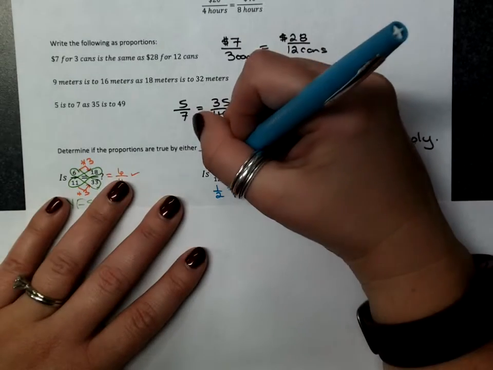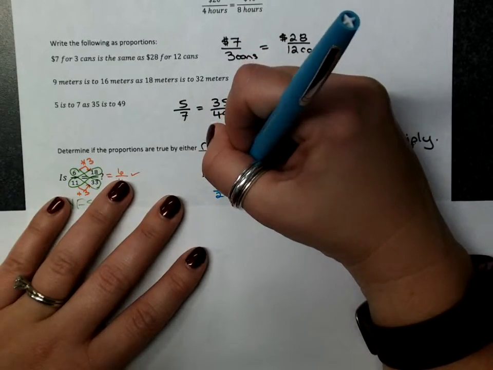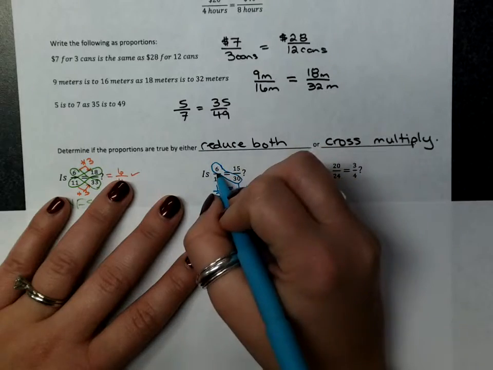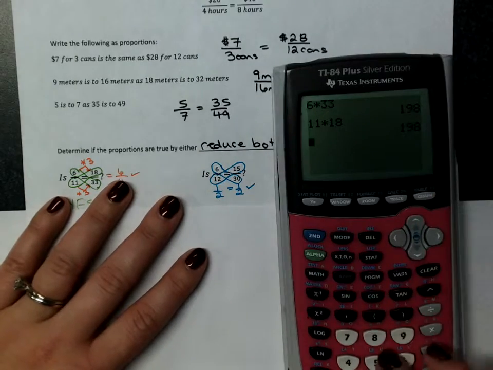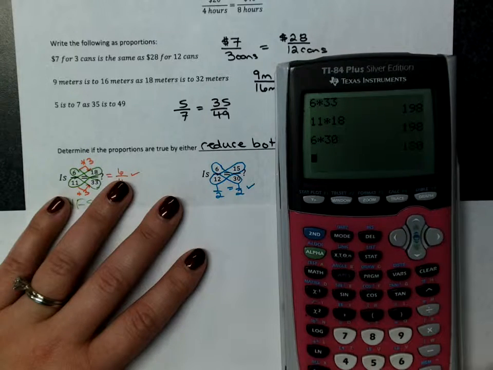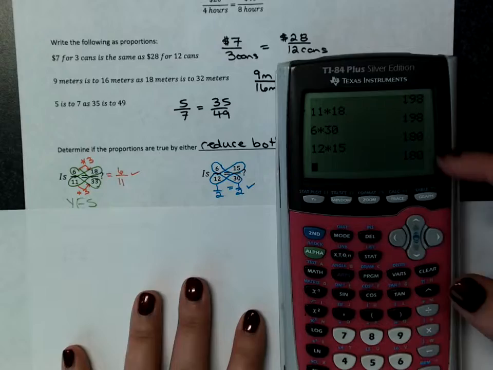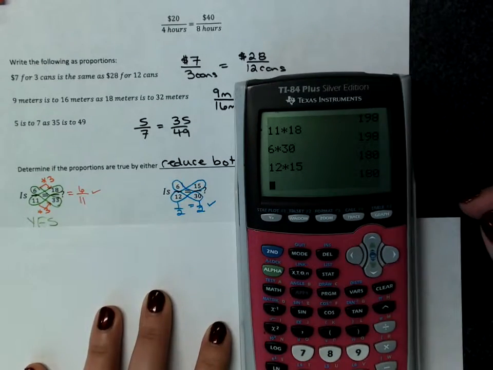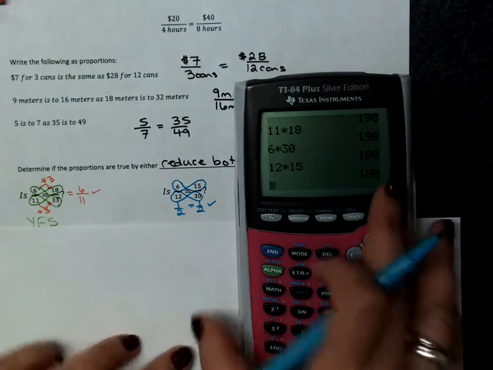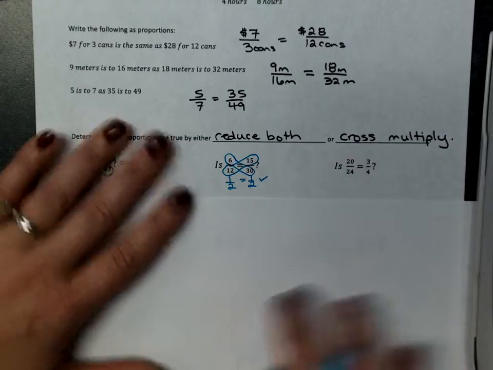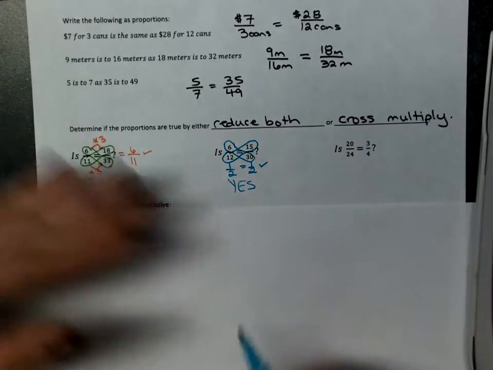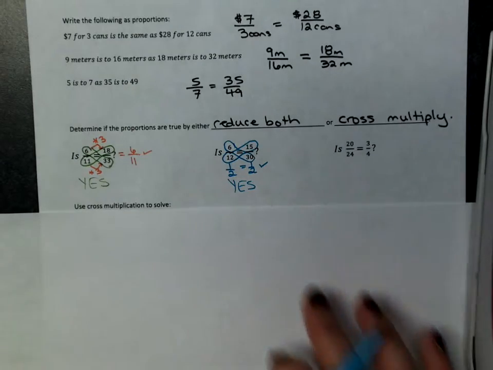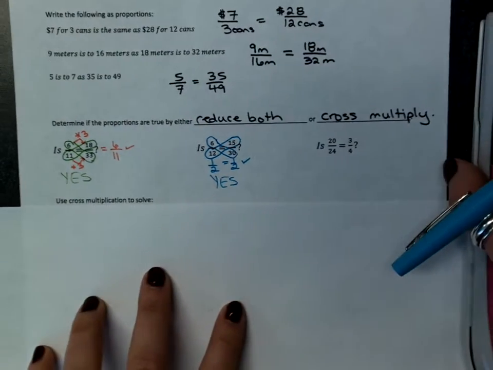You can also cross multiply 6 times 30 and 12 times 15. And you'll notice that when you cross multiply, they come out to the same answer, which makes them equivalent ratios. So here we would also say yes, those are equivalent ratios, which makes a true proportion.